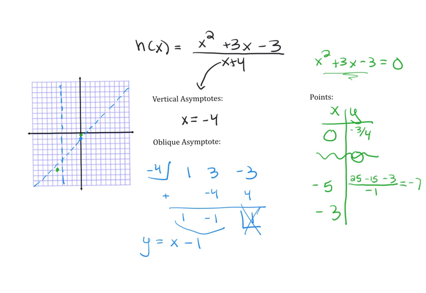And then if we plug in -3, we'll have 9 minus 9 minus 3 over 1, so that'll be -3. Now we have enough information that we can at least sketch our graph. So there's your full video on graphing rational functions that have oblique asymptotes. Good luck with your lesson.